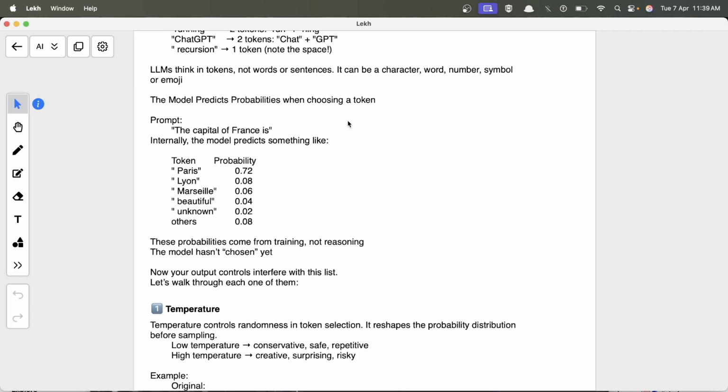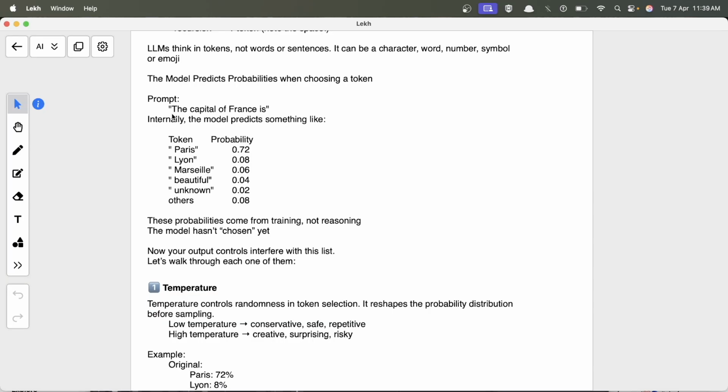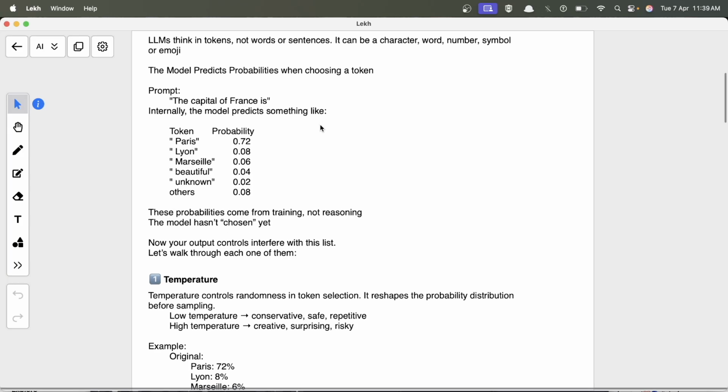When choosing a token in the answer, the model chooses it based on probabilities. Let's see that. For example, say we provide a prompt asking for the capital of France: the capital of France is. Internally, the model will take all the possible words that can be produced in the output. Let's say the possible words are Paris, Lyon, beautiful, unknown, and so on. Depending on the context and the training it had before, it will assign probabilities to each of them. The answer might not be a single word. It may be a lengthy word, so it can be a token.